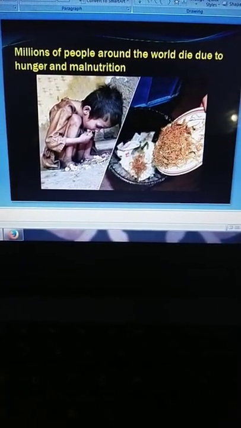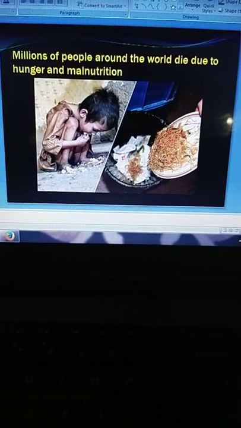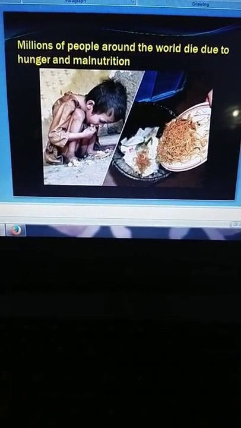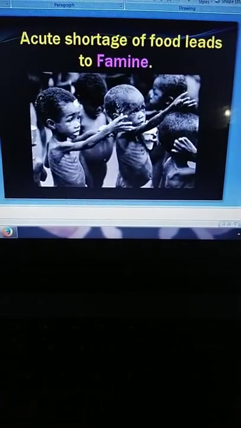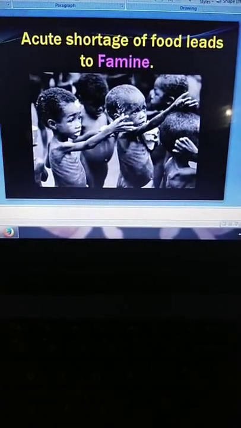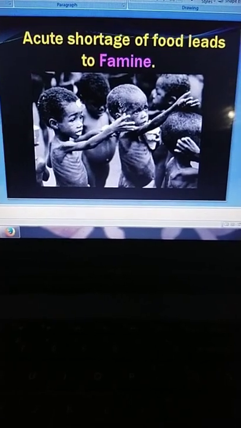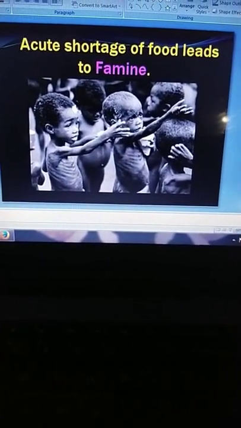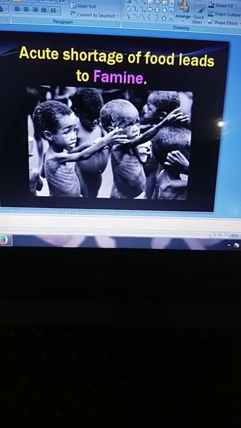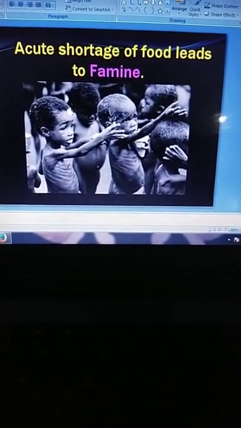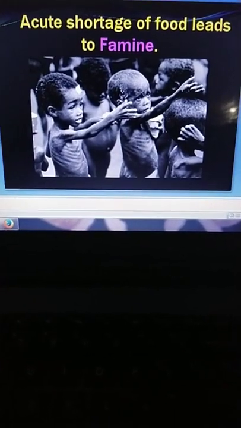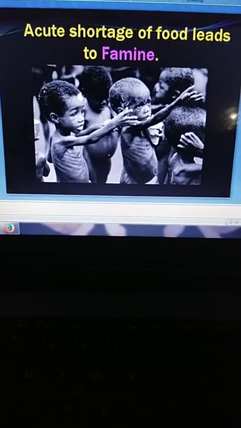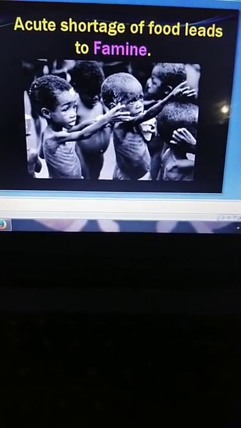Millions of people around the world die due to hunger and malnutrition. Due to this acute shortage of food, it leads to famine. Famine is a situation where people face acute shortage of food items. So it is very necessary that we should preserve our food. We should not waste a lot of food items.